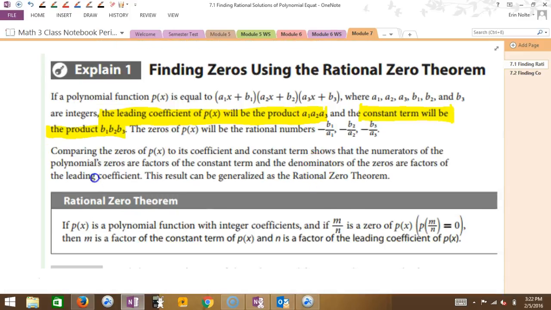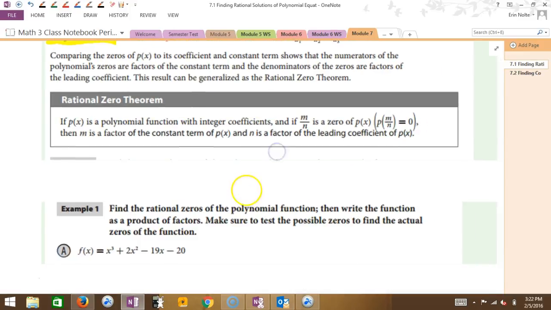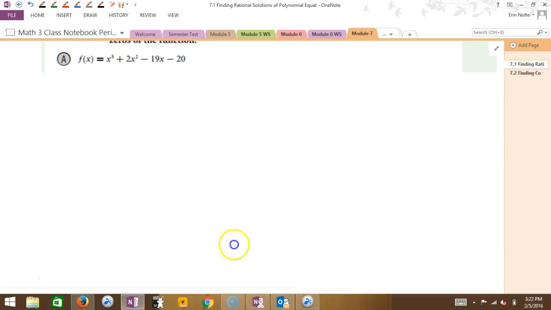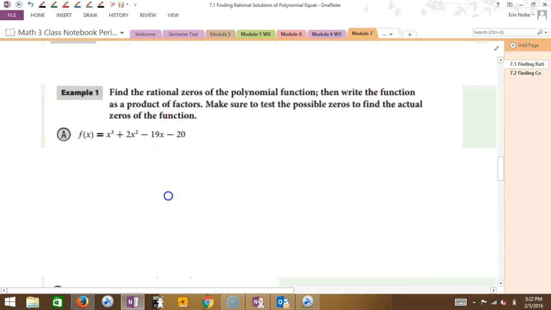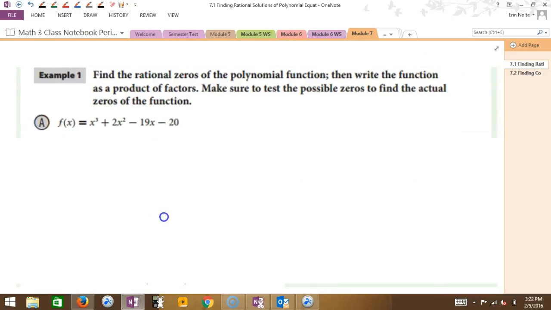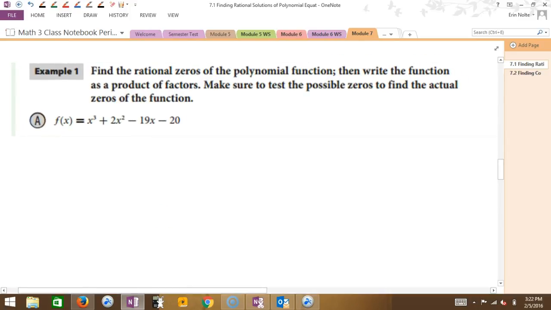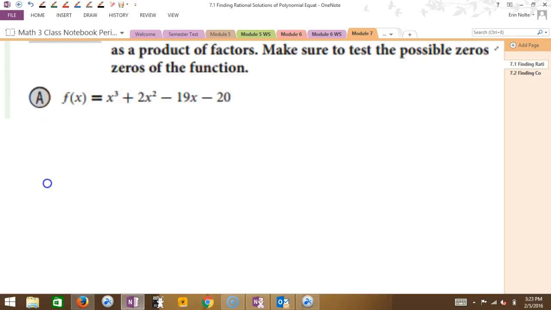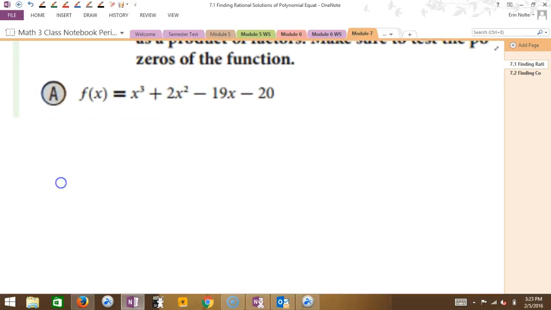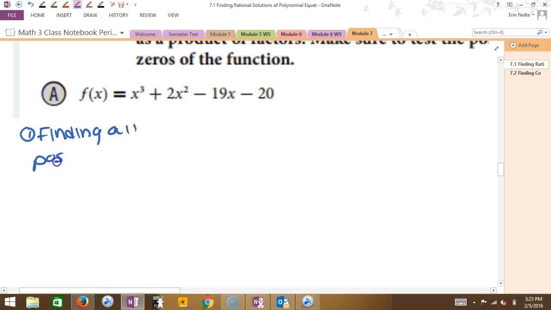So let's start on example 1. Example 1 says, find the rational zeros of the polynomial function, then write the function as a product of factors. So the first thing that we're doing is finding our possible rational zeros. There are 3 steps to doing these problems. The first step is finding all possible rational zeros.